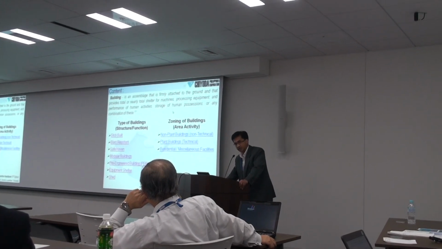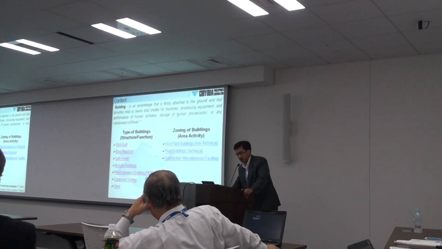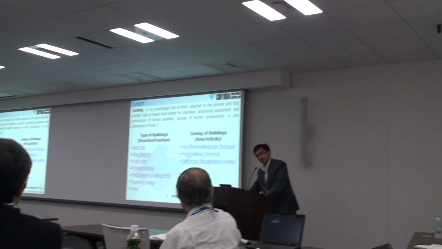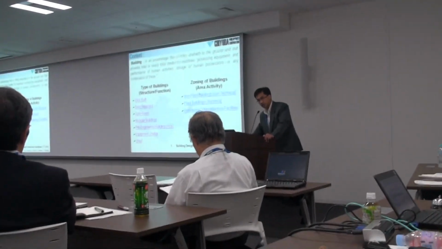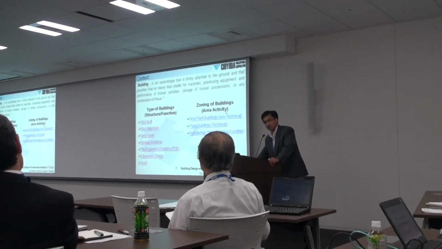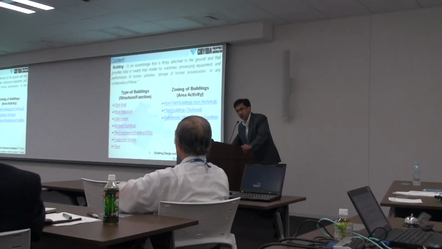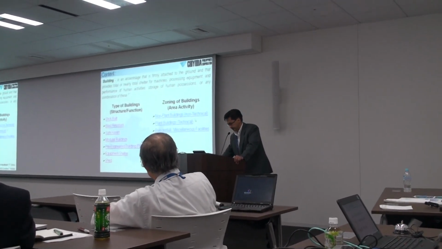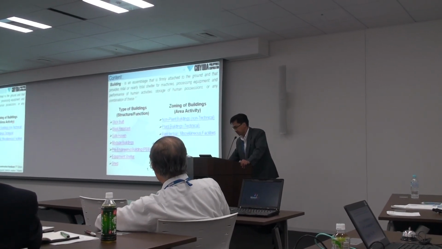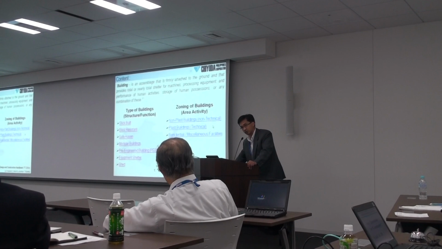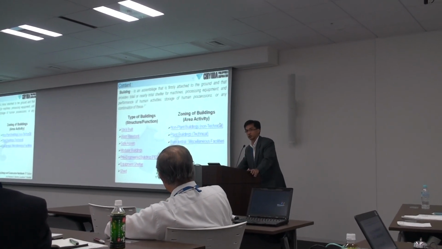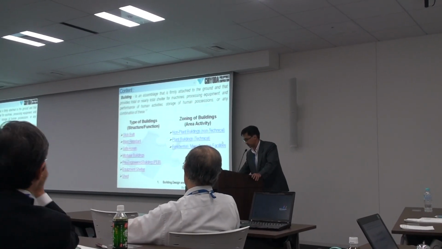Now, buildings are segregated according to the zone or area activity. Normally we have three types. First, the non-plant or the non-process building. These are non-technical buildings that are not directly involved with the plant operation or the process. Then the plant building or the process building. These are technical buildings that are directly involved with the plant process and may have sensitive information or data that we need to restrict.